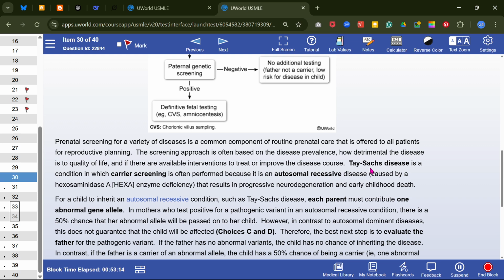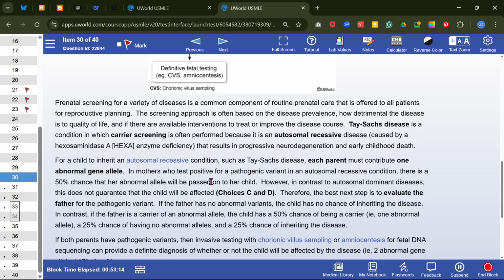Tay-Sachs disease is a condition in which carrier screening is often performed because it is an autosomal recessive disease caused by hexosaminidase A enzyme deficiency that results in progressive neurodegeneration and early childhood death. For a child to inherit an autosomal recessive condition such as Tay-Sachs disease, each parent must contribute one abnormal gene allele. In a mother who tests positive for a pathogenic variant in an autosomal recessive condition, there is a 50% chance that her abnormal allele will be passed on to her child.